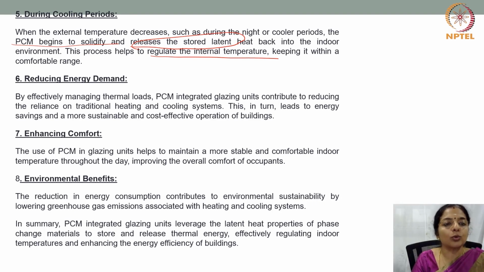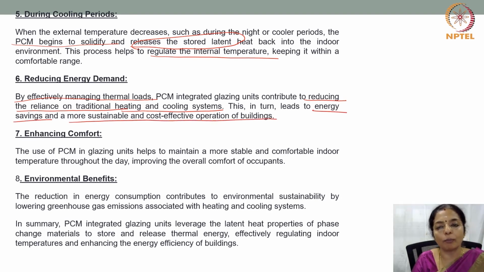This leads to reduced energy demand by effectively managing thermal loads. PCM integrated glazing units contribute to reducing the reliance on the grid or traditional heating and cooling systems. This in turn leads to a lot of energy savings and a more sustainable and cost-effective operation of buildings. Then it also leads to enhancing the comfort.